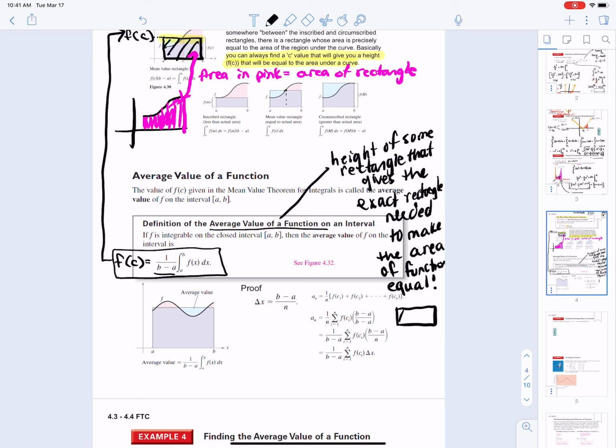So here's my rectangle. The height of this rectangle is f of c. We would still multiply by b minus a, which is the base of the rectangle, and then the actual area under the curve would be this. This rectangle and that area are the same. Okay, sorry, my sentence doesn't seem to be great there, but hopefully you understand what I'm talking about. This is a key idea. The height of the rectangle, f of c, and the area of that rectangle formed is exactly the same as the area under the function, that pink area.